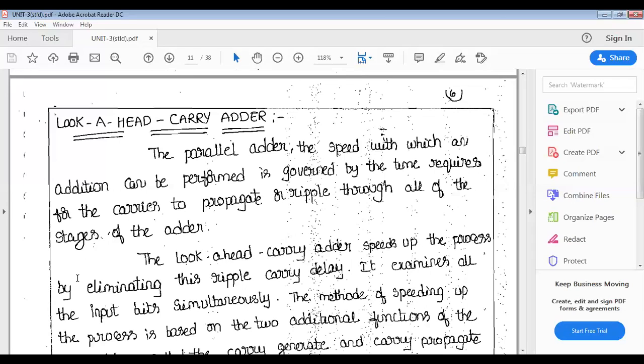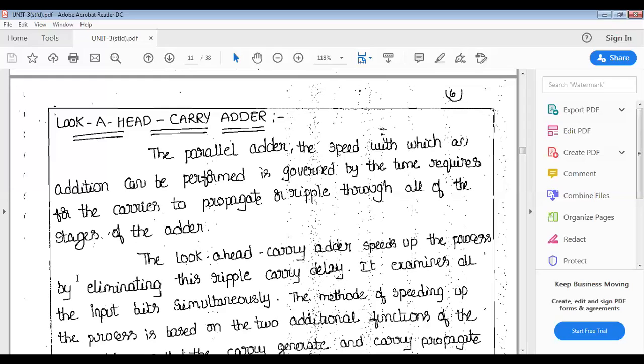There are some delays, in the nanoseconds, and that delay increases step by step from each full adder. So there is a drawback: it takes some delay before we get the output. To avoid this propagation delay, we go for the look ahead carry generator, also called a fast adder. Here the second full adder is not waiting for the first full adder's output carry, and the third is not waiting for the second. Every full adder depends only on the input carry, C in.